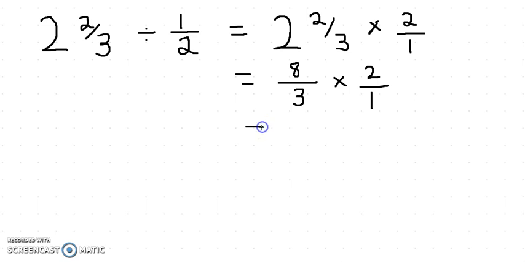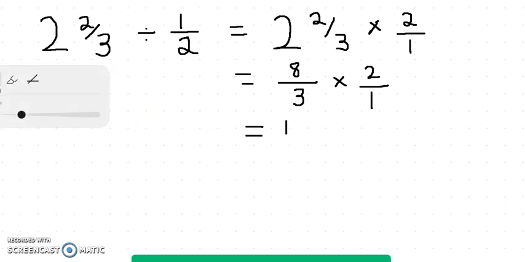So the last step in this process is to multiply them, and then all you have to do is the simplifying and all that stuff. So what you have to do over here is treat it like a normal multiplying of fractions. So you do 8 times 2, which is 16, and 3 times 1 is 3. So that's basically it, 16 over 3.